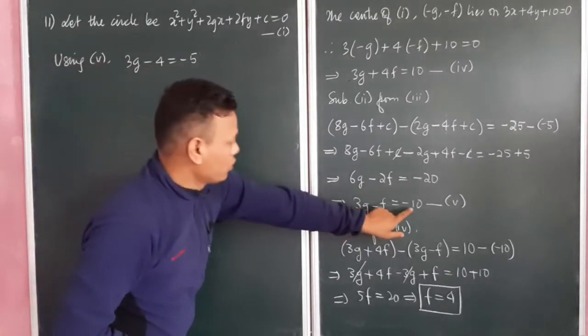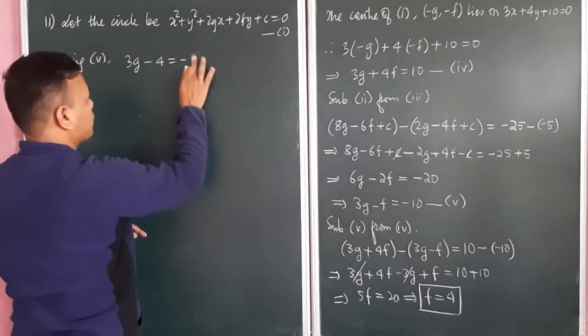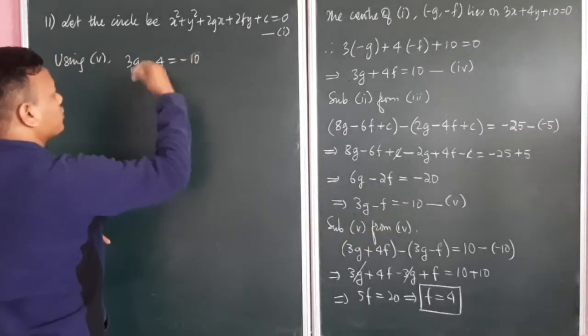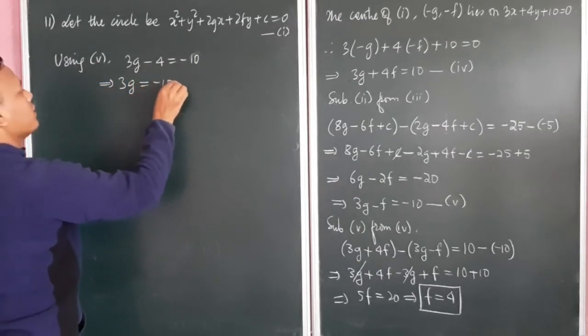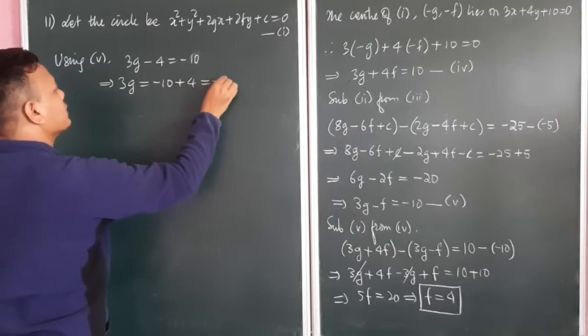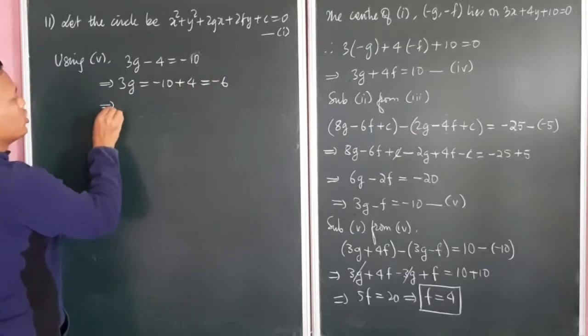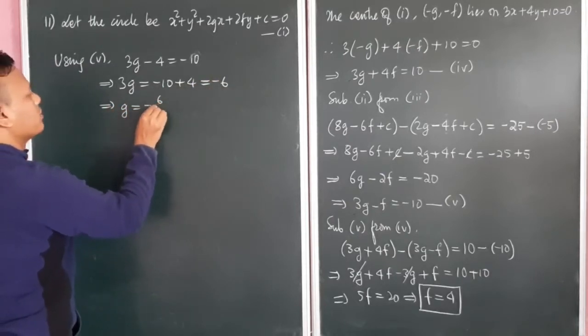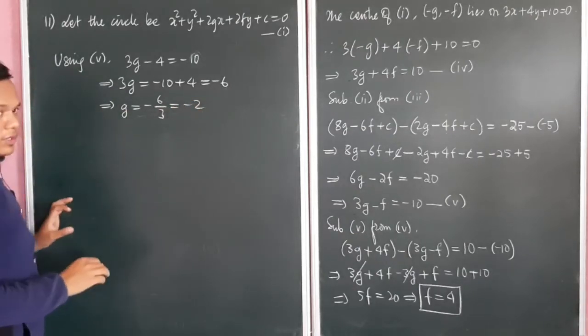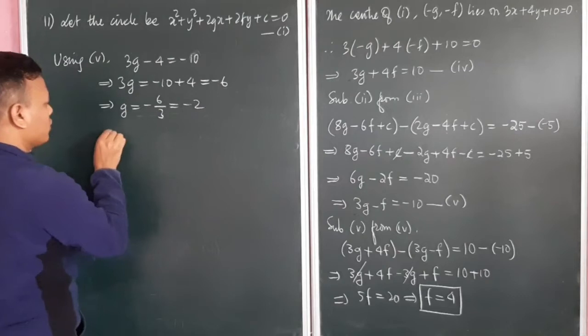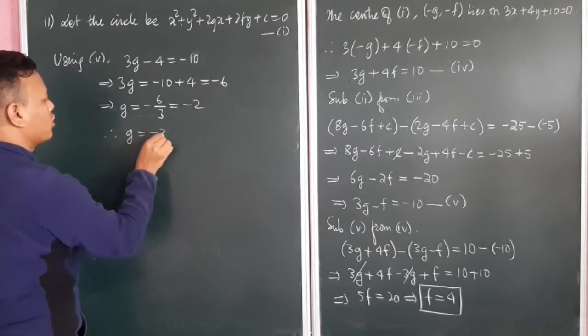So 3g minus f is equals to minus 5. Okay, so I'm sorry, this is minus 10. So minus 10. So let me take this 4 over there. So we have 3g equals to minus 10 plus 4 is minus 6. So from here g turns out to be minus 6 by 3, that is minus 2. So we got the value of g as well. Okay, so therefore g is minus 2.